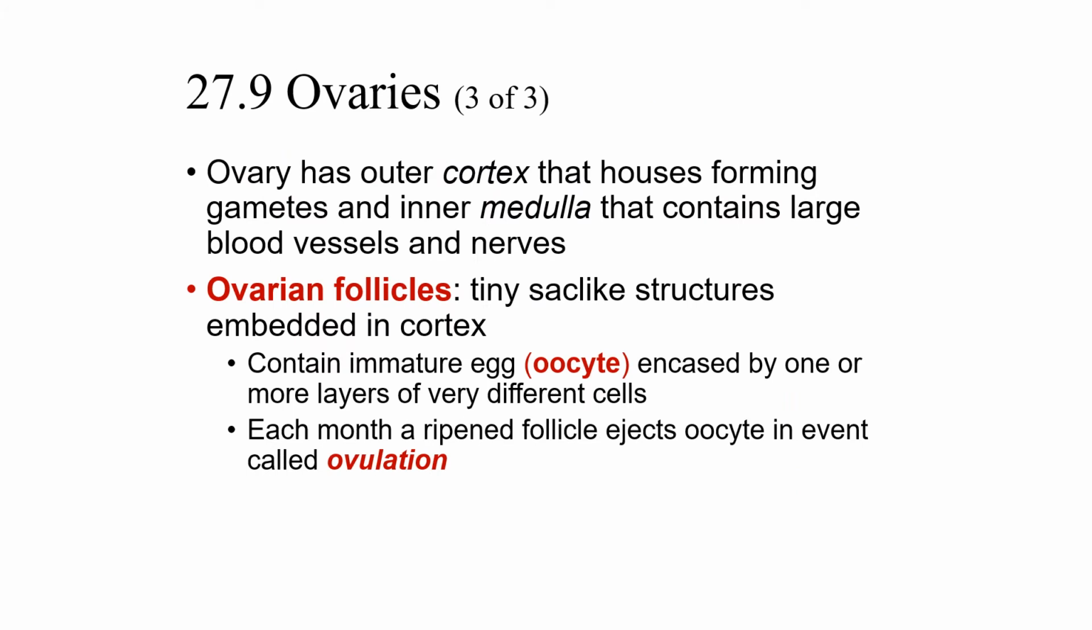So we've looked at the ovary. Let's look at the ovarian follicles. These are little bags, and inside the little bag is the oocyte, and it's going to have different cells inside there, granulosa cells and thecal cells. And each month, one, you hope just one, oocyte gets ejected, and that's called ovulation. Sometimes two.